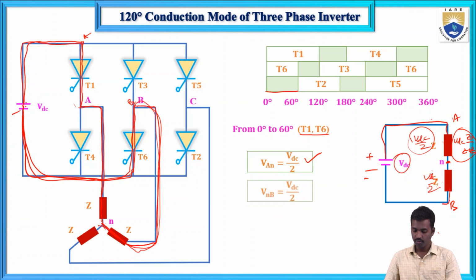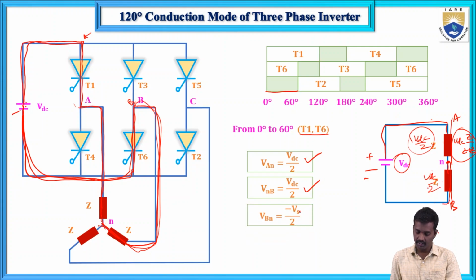So now here this is VAN and this is VNB, and that is also VDC by 2. But we need the phase voltage VBN. So VBN equals minus VDC by 2. So now what about the VCN?